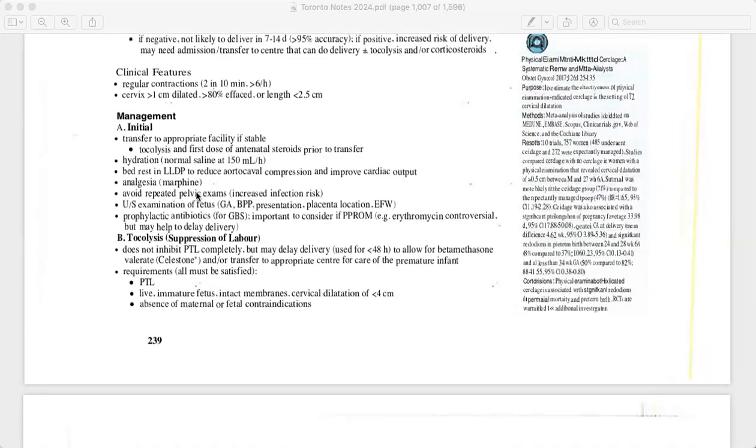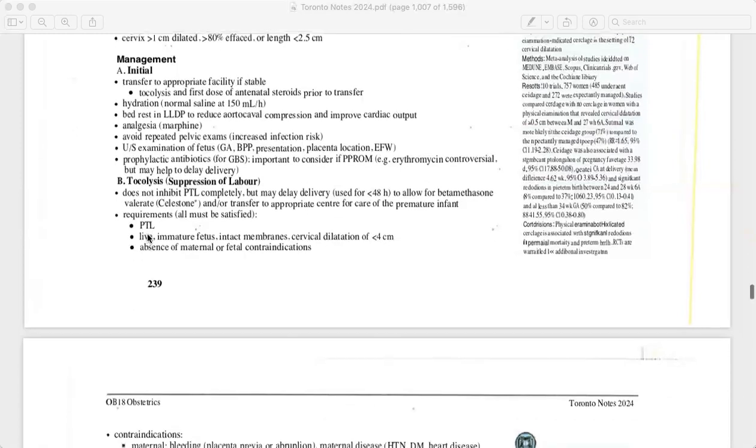Ultrasound management, examination of the ultrasound examination of the fetus to find out the GA, BPP, and presentation, placental location, and the external fetal volume. External fetal weight. Then prophylactic antibiotics are given, considered if the PPROM has been done. Tocolysis. Now, what is tocolysis?